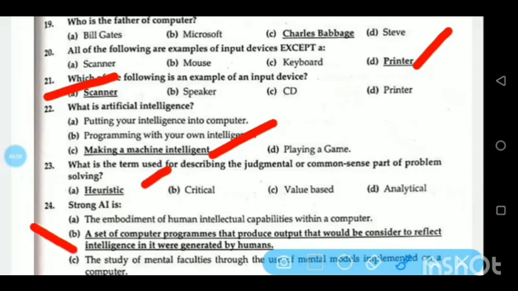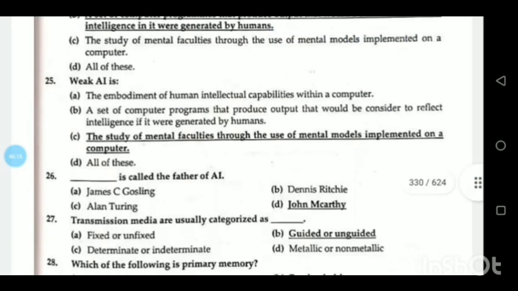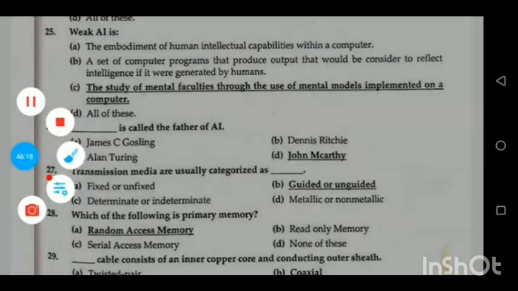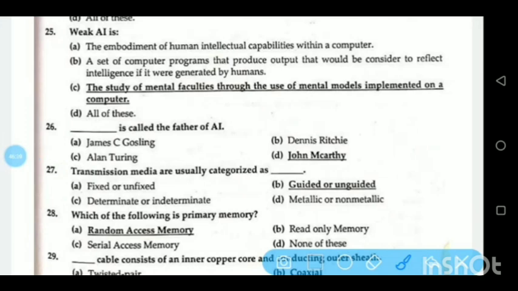Strong artificial intelligence is a set of computer programs that produce output that would be considered to reflect intelligence if it were generated by humans. Weak artificial intelligence is the study of mental faculties through the use of mental models implemented on a computer. Dash is called the father of AI, John McCarthy.